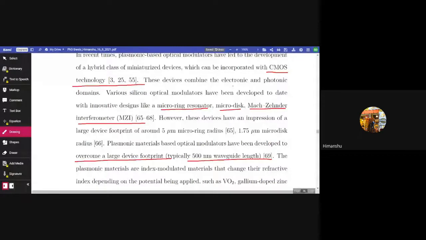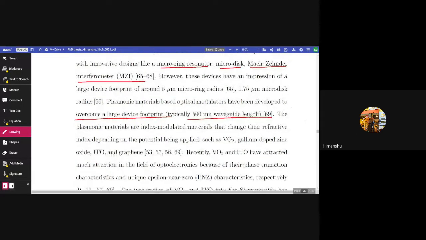Various silicon optical modulators have been developed to date with innovative designs like a micro ring resonator, micro disk, Mach-Zehnder interferometer. Reference number 65 to 68. However, these devices have the impression of a large device footprint of around 5 micrometer micro ring radius, reference number 65, 1.75 micrometer micro disk radius, reference number 66.